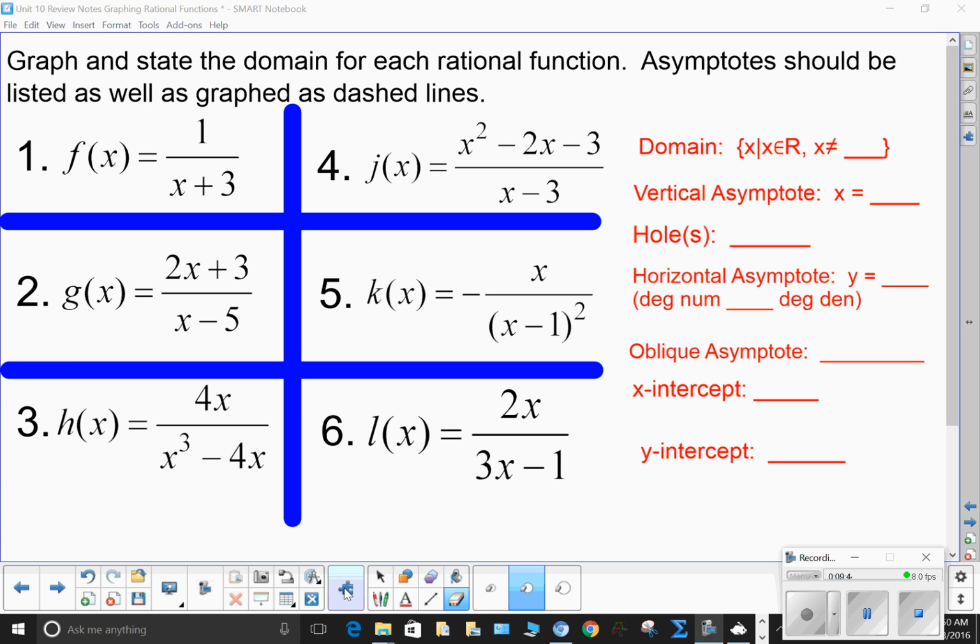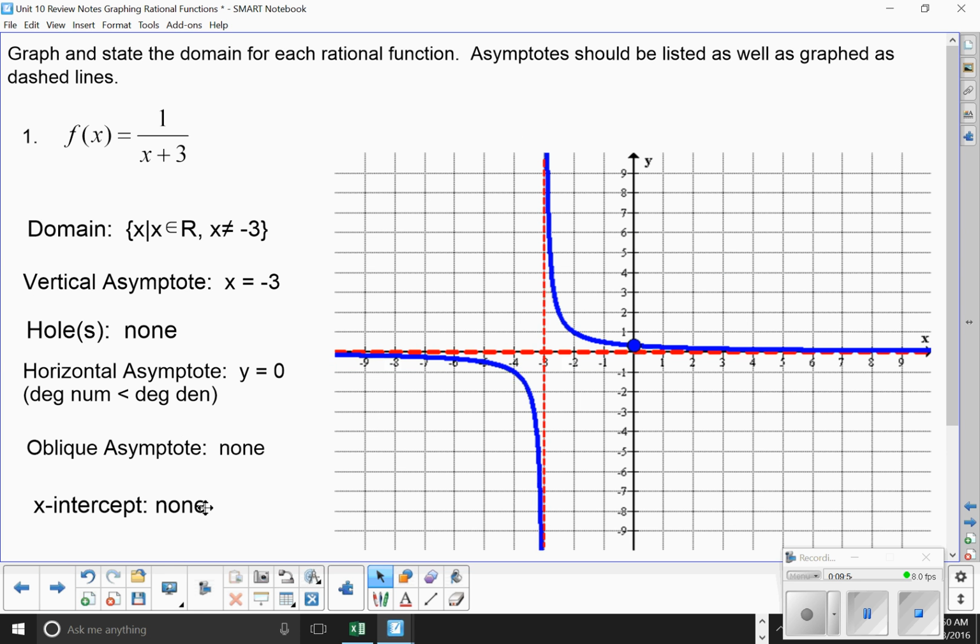Okay, here we go, looking at our solutions. I'm going to pause briefly on each one. You can then pause to look at it closer. Graph and state the domain for each rational function. Asymptotes should be listed as well as graphed as dashed lines. Here's all that information that I had before.